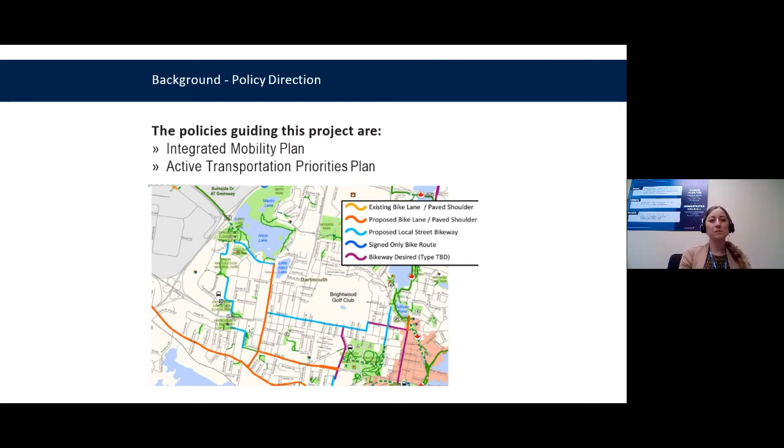So just to give you some very high level background on this, the reason why we're doing this project is because this is identified in two important pieces of policy that our department uses. The first is the Integrated Mobility Plan, which was approved by Regional Council in 2017. And in this Integrated Mobility Plan, there's laid out an all ages and abilities cycling network so that folks who live outside of the regional center can more easily access goods and services inside of Halifax.